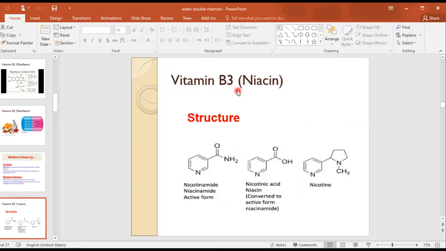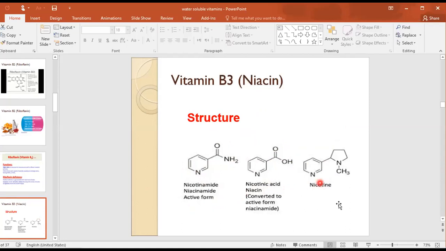Another vitamin which is B3 or niacin. The structure of niacin can be a variety of all these forms. It can be nicotinamide or niacinamide, which is the active form. It can be nicotinic acid. Instead of the amide here, we put an acid group, so nicotinic acid, or nicotine. So we have three forms of this vitamin: nicotinamide and niacinamide, or nicotinic acid, or nicotine.